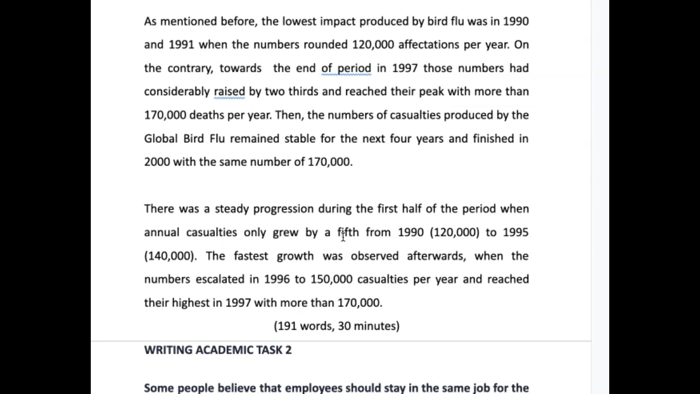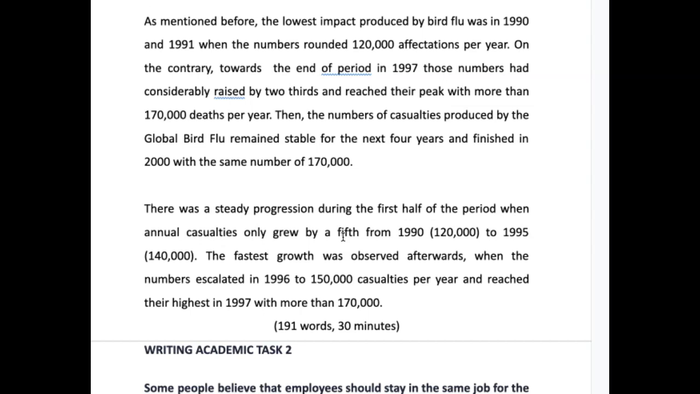The numbers rounded, where the numbers were roughly 125,000 infections per year, I think is the right word there. Also, we could say were, and we've got a new tense there, which helps with our grammatical range and accuracy score. On the contrary, towards the end of the period in 1997, those numbers had considerably raised by 2/3 and reached their peak with more than 170,000 deaths per year. Fantastic.